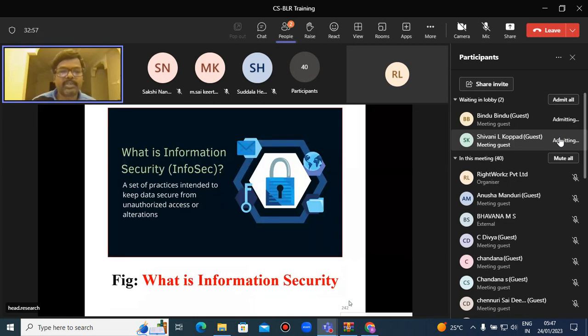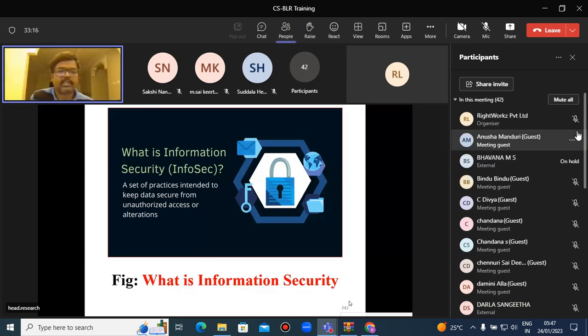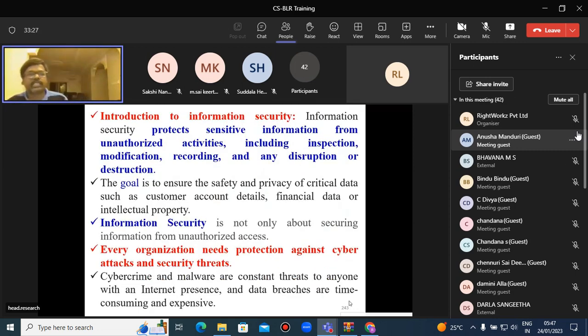What is meant by information security? A set of practices intended to keep data secure from unauthorized access or alterations, that is called information security. Information security protects sensitive information, meaning account data and bank related information, from unauthorized activities, including inspection, modification, recording, and any disruption or destruction.